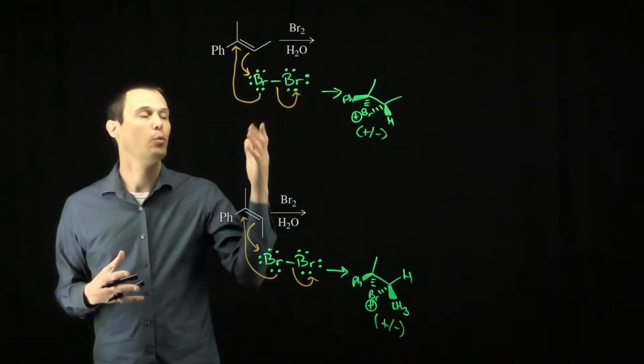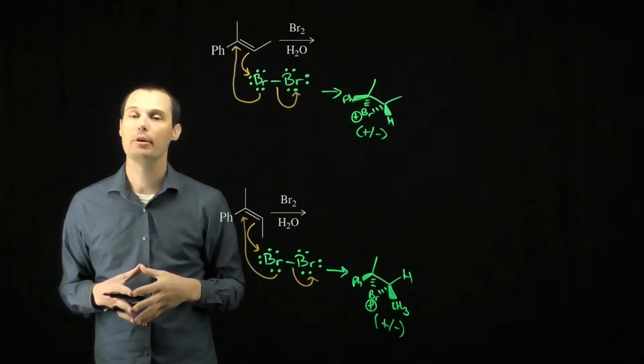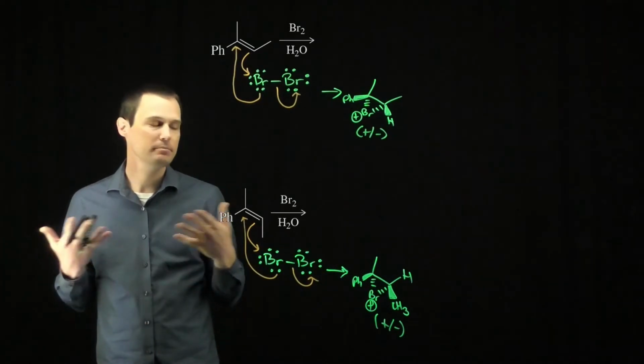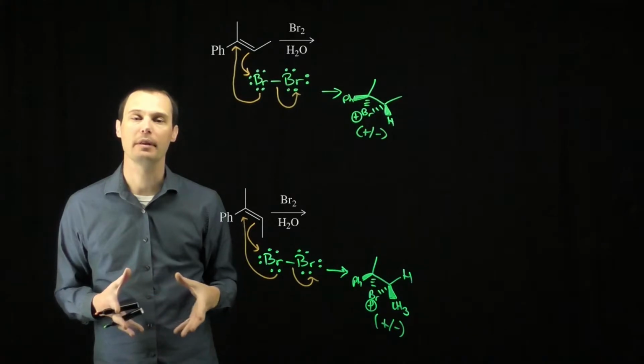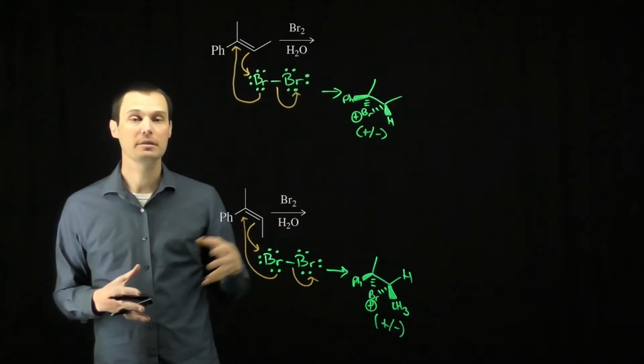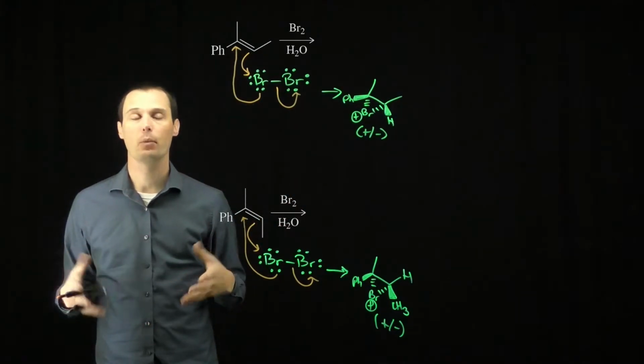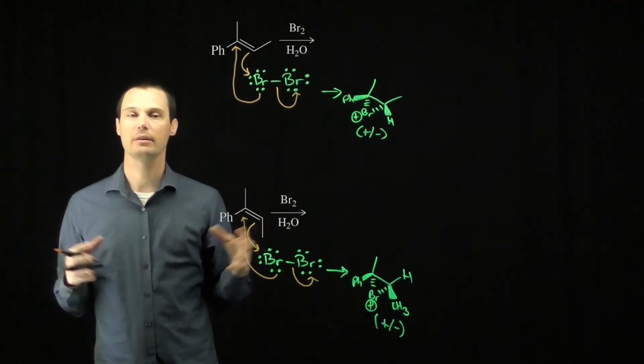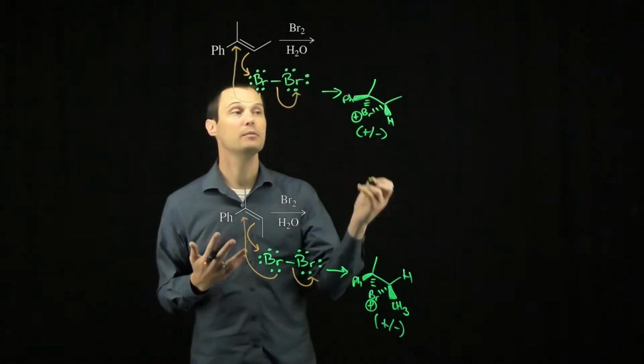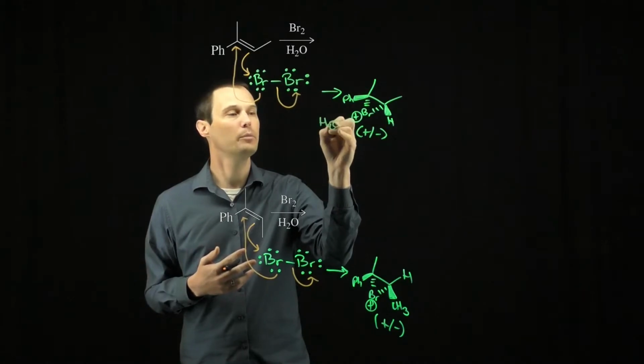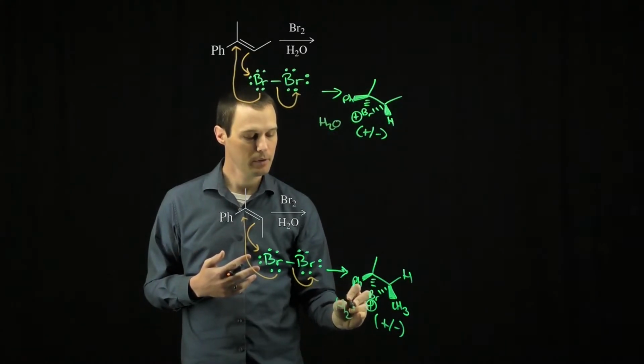In the absence of water, bromide would attack, open up the bromonium ion, and we get an anti-dibromide in a typical electrophilic addition reaction with an elemental halogen. However, in the presence of water, water is the solvent. Water is much more abundant than anything else in solution. And as the statistically most abundant molecule, water will be the nucleophile that opens up the bromonium ion.